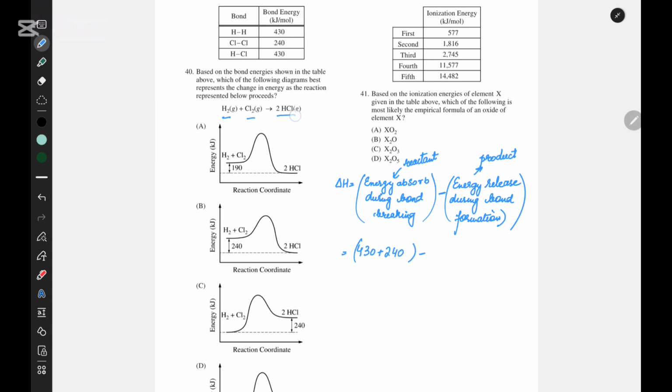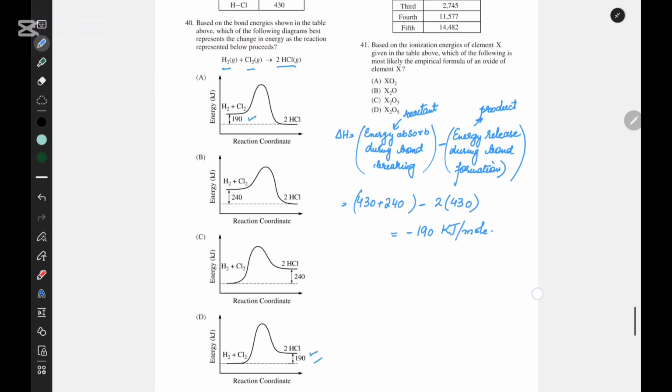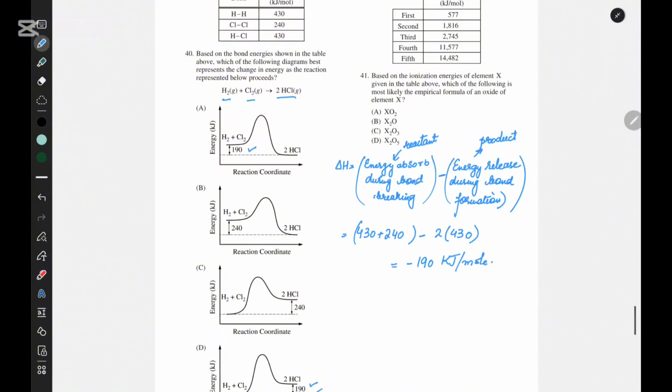HCl is 2 moles of HCl, so I have to multiply 2 with 430, and the answer that comes out to be minus 190 kilojoules per mole. So that means either our answer is this or our answer is this. But which thing is going to be in a high energy state?